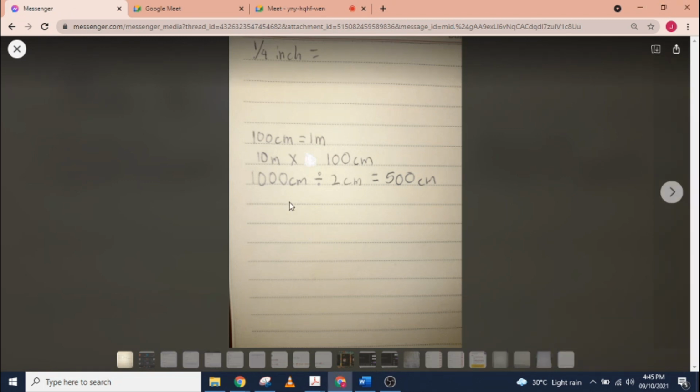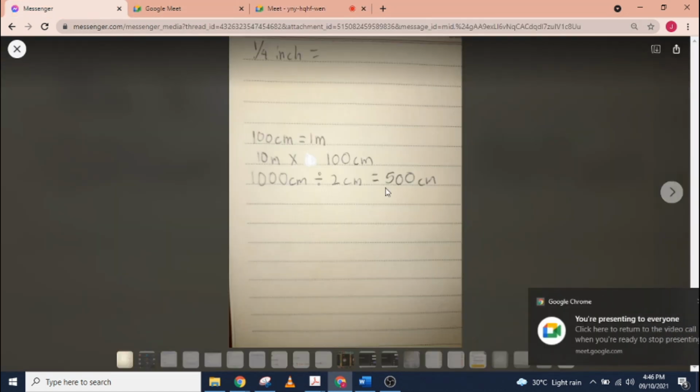So, 1 meter is equivalent to 100 centimeters. So, 10 meters times 100 centimeters equals 1,000 centimeters. Then, divide by 2 centimeters, equals 500 centimeters. So, sir.